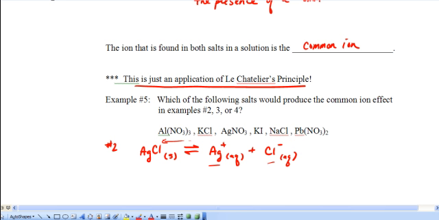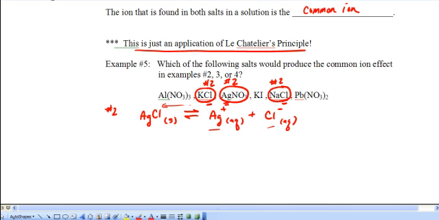All right. So which one of these actually produces either silver or chloride? Well, the silver nitrate will produce the silver. Sodium chloride will produce chloride ions, as will potassium chloride. In this case, this one produces the silver, this one produces the chloride, and this one produces the chloride. So any one of those could produce this common ion effect for silver chloride and not allow as much to dissolve.